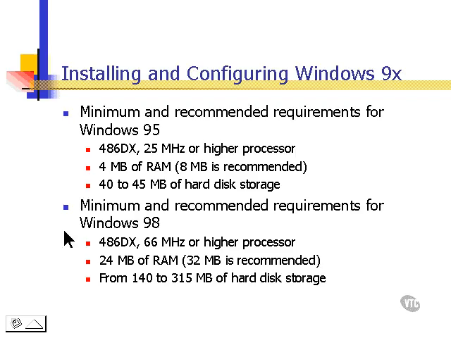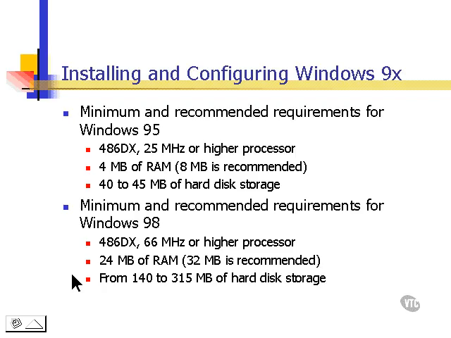The minimum requirements for Windows 98 are a 486DX66, 24 megabytes of RAM, although 32 megabytes is recommended, and from 140 to 315 megabytes of hard disk storage. However, to put that in today's terms, if you did install Windows 98 on a hard drive that was from 140 to 315 megabytes of storage, then you probably wouldn't even be able to install Office 97, and you certainly wouldn't be able to install Office 2000. So these are the absolute minimum requirements.